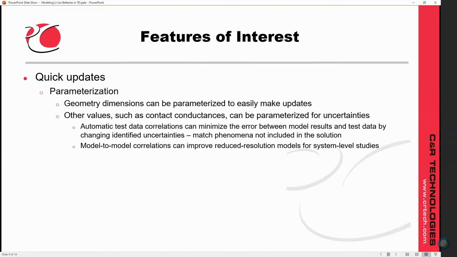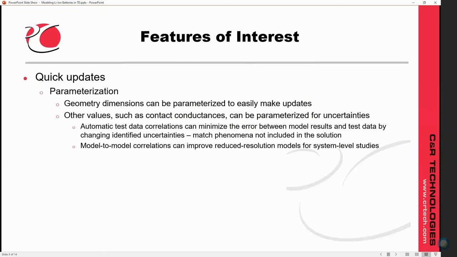So moving on to some of the features of interest, Thermal Desktop allows for very quick updates to a design. So if you go through thinking about parameterization, setting up your geometry dimensions, you can parameterize those to make easy updates so that it can feed through to many different areas of the system. Other values, such as contact conductances, can also be parameterized for uncertainties. So between the jelly roll and the can turned out to be 670, but that came from a reference.